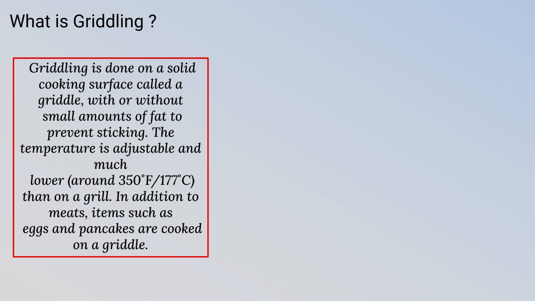Highlight this point. In case of broiling, we have discussed that the heat will be from the top and it will be high heat, intense heat. In case of griddle, it will be low heat, around only 350 degrees Fahrenheit or 177 degrees Celsius, than on a grill. In addition to meat, items such as eggs and pancakes are also grilled. So you understand that? Fine.